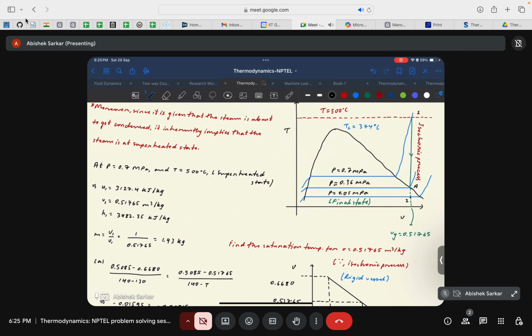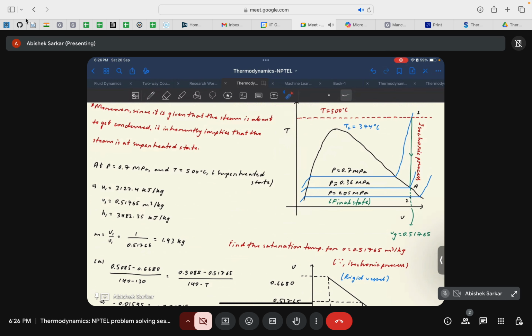So you need to find the fraction of steam that has condensed after the pressure is reduced from 7 megapascal to 0.05 megapascal. Again, you will understand by now that the parameter of interest remains the same because the process is isochoric, a constant volume process. So the specific volume, that is 0.5176, that is this one, will remain constant in this process as well. So the specific volume will remain constant from 1 to 2.